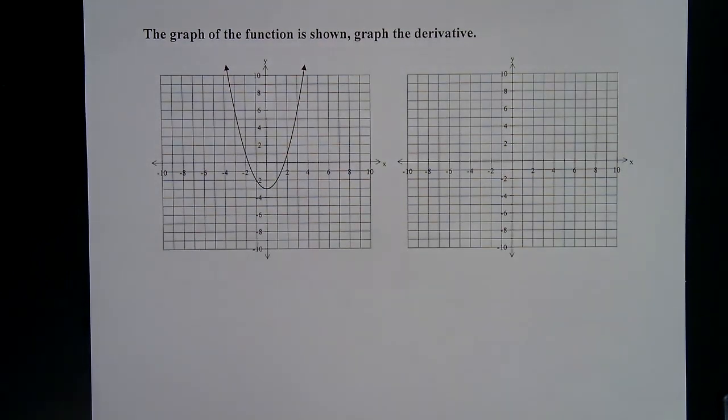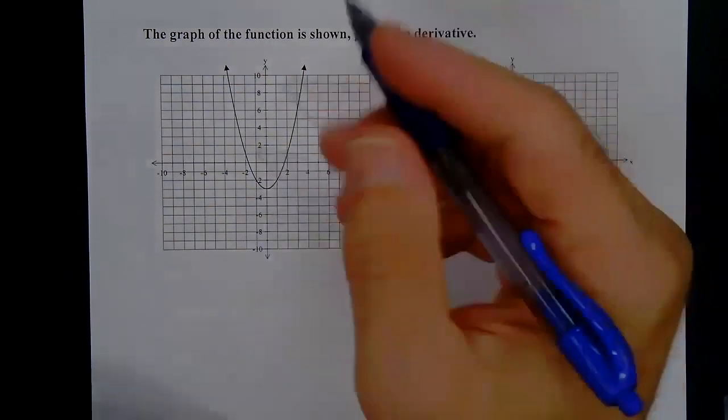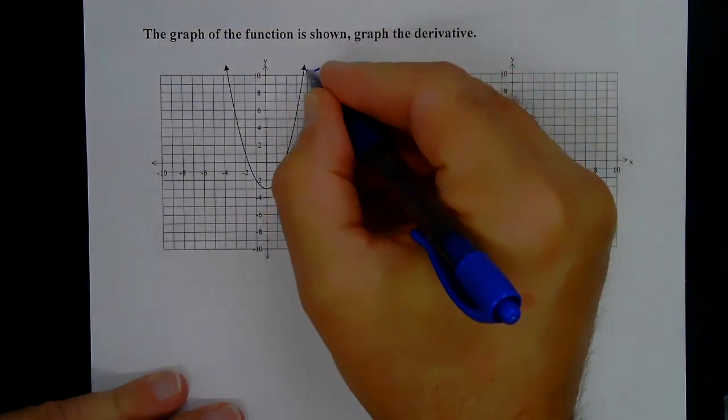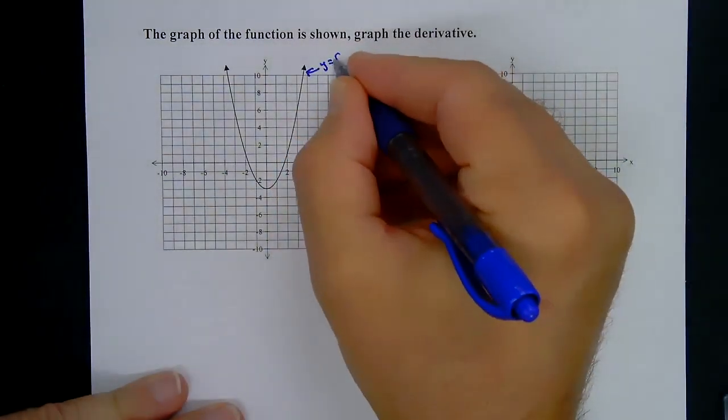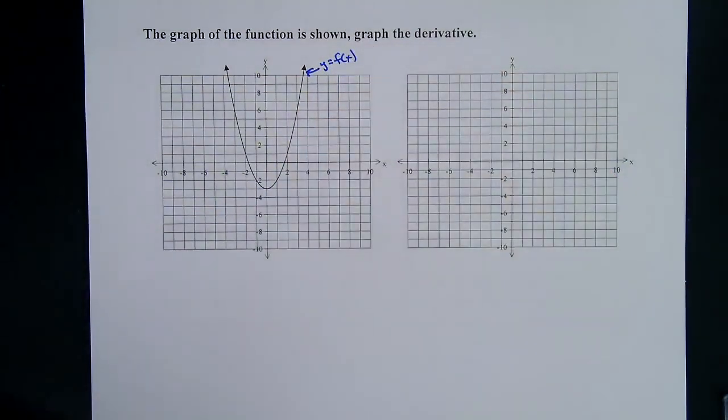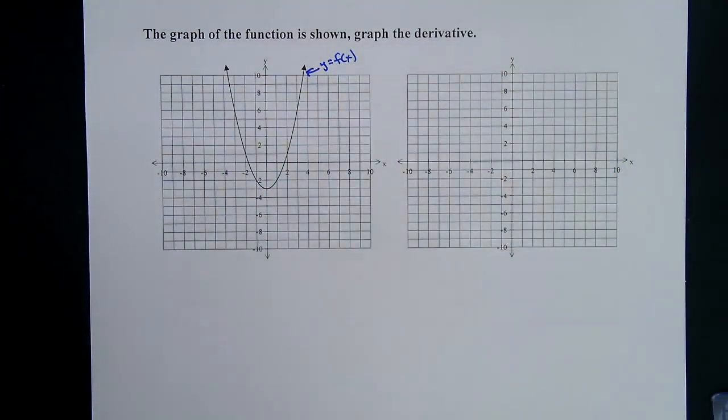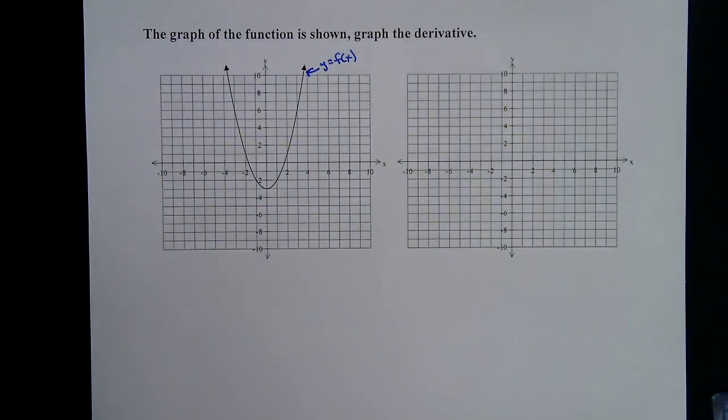So I want to make this clear even before we start. The graph of the function is shown, so that's this one, right? This is y equals f of x. Okay, we are not going to graph a dead-on accurate derivative. It's going to be the shape of it that we're going to get, okay?